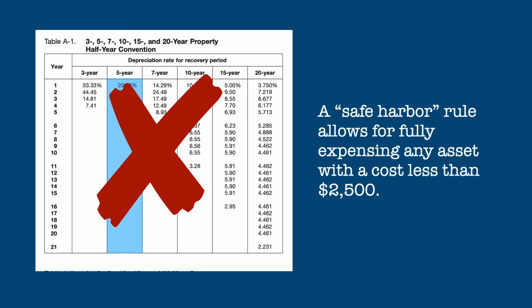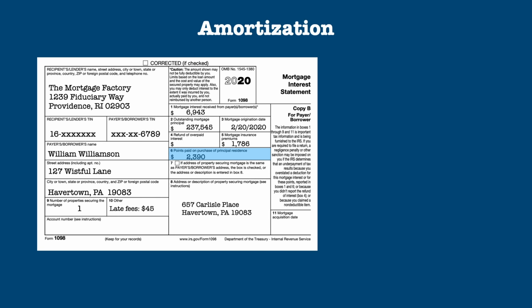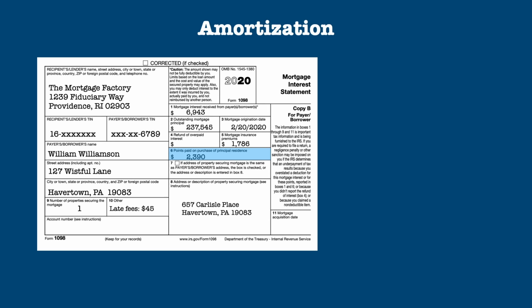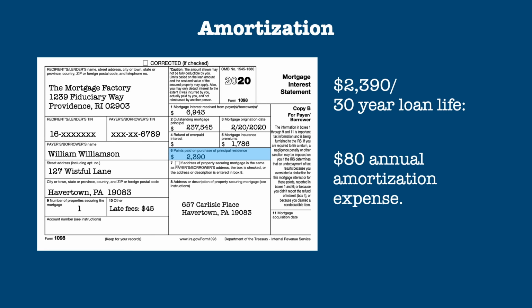As mentioned in the rental expenses video, if you paid a loan acquisition fee, or points, upon obtaining a mortgage, those fees are spread out over the life of the loan in a process called amortization. In that video, William paid $2,900 in points to obtain his 30-year mortgage. He would then divide the $2,930 in points by the 30-year loan life, resulting in $80 in annual amortization expense until the loan is paid off.